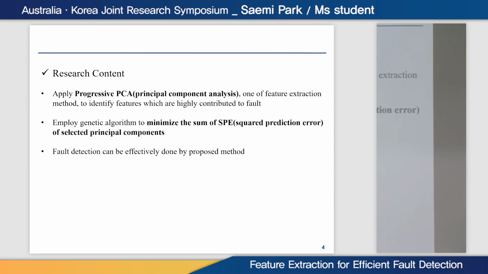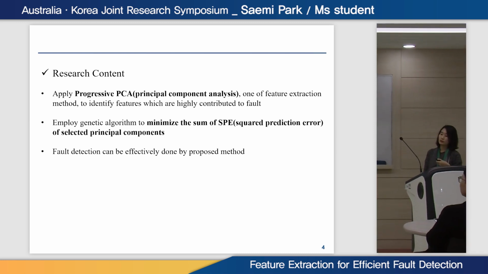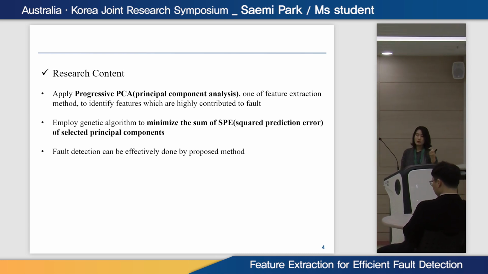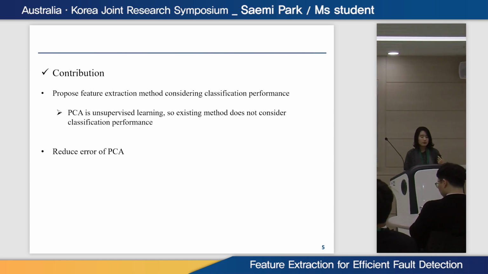In this research, I applied progressive principal component analysis to identify features which contribute highly to faults. And then I employed the genetic algorithm to minimize the sum of the squared prediction error of selected principal components. By using this method, fault detection can be effectively done. So these are the contributions of this research: proposing a new feature extraction method considering classification performance and reducing error when using the PCA model.